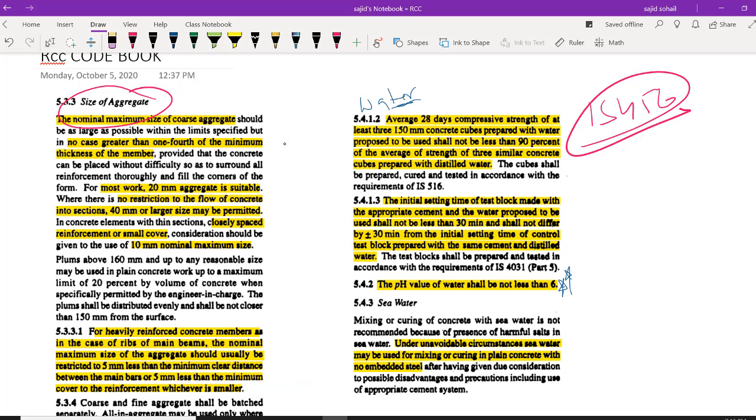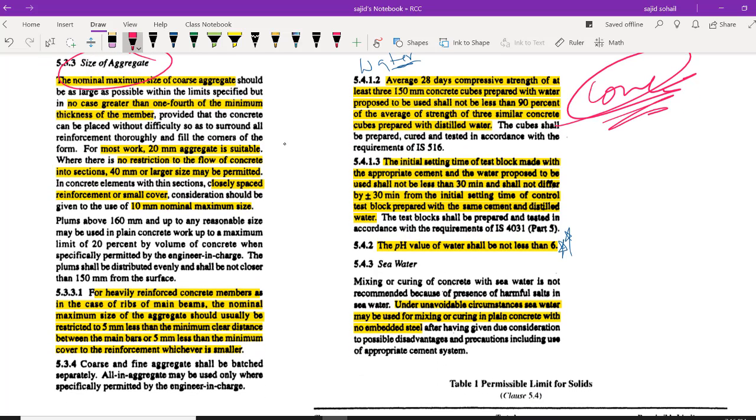And coming to the water, whatever water is good for the human body is also good for mixing concrete. If you are able to drink that water, you can use it for mixing of concrete, but there are some specifications. The pH value of water cannot be less than 6.